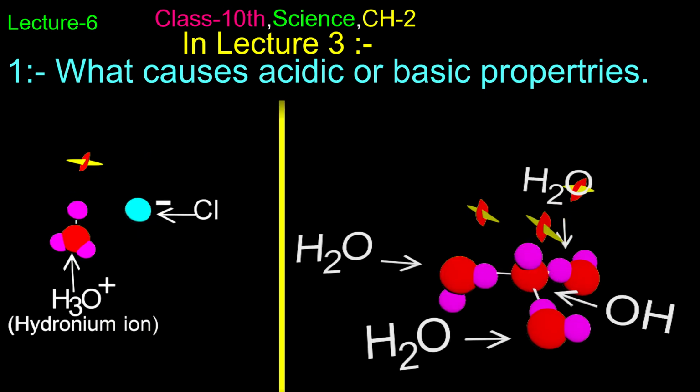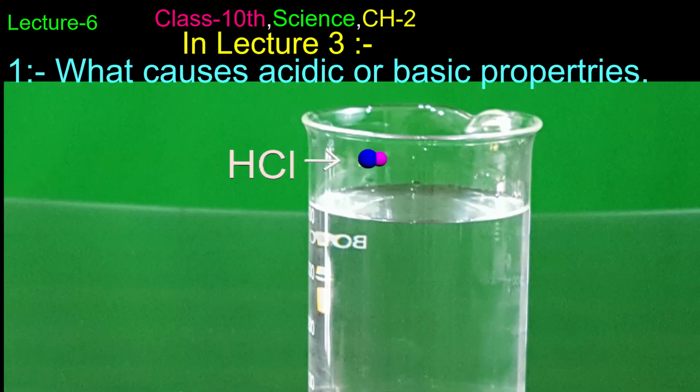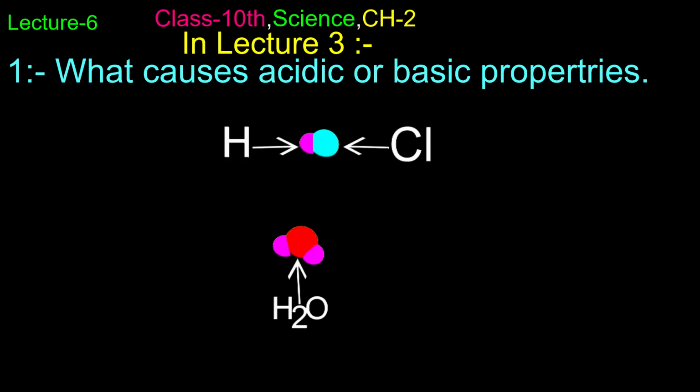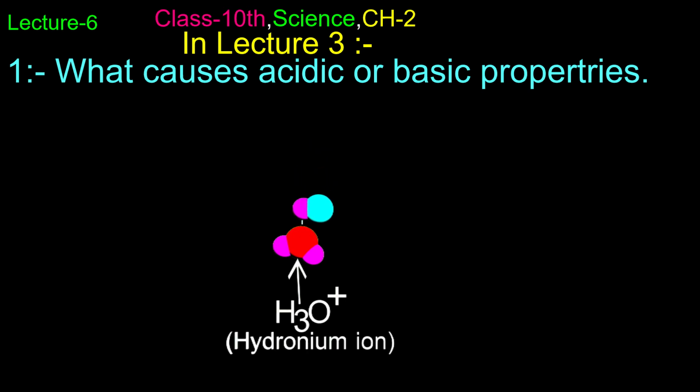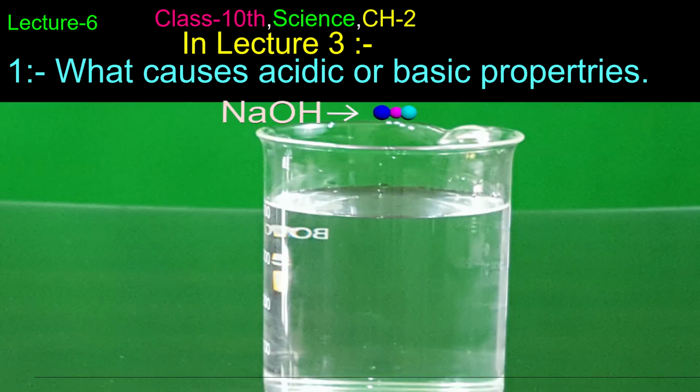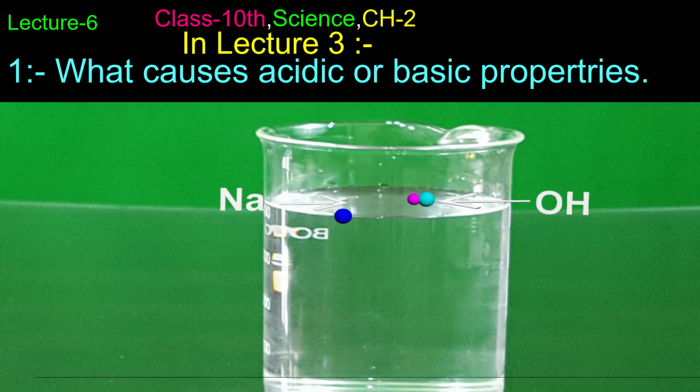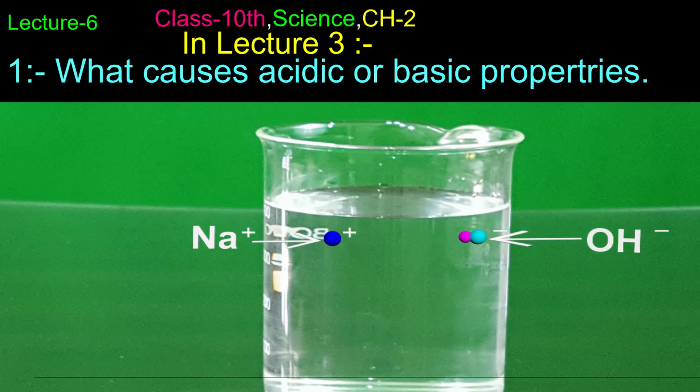Acids and bases ionize in a proper solvent. For example, when HCl is dissolved in water, HCl plus H2O produce H3O positive, that is hydronium ion, plus Cl negative, or chloride ions. And NaOH plus H2O produce Na positive ion and OH negative ions.